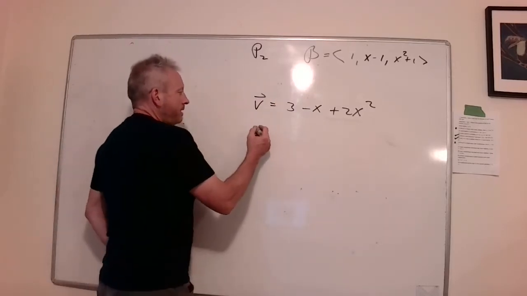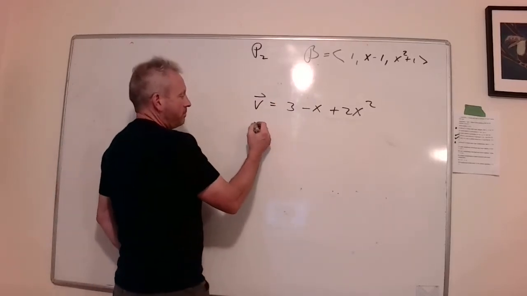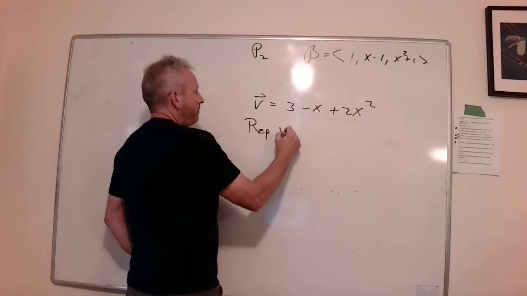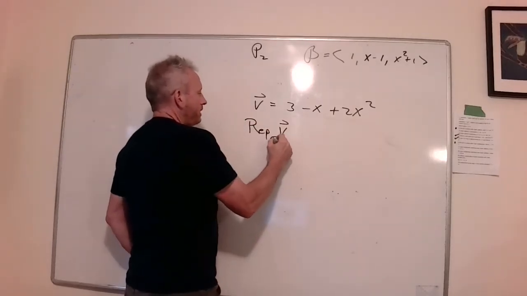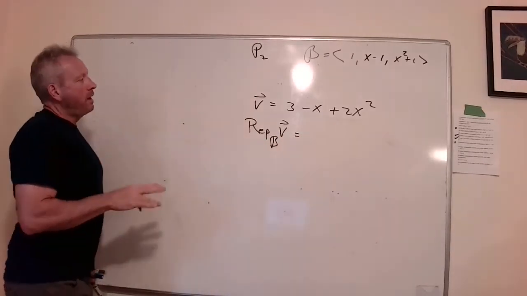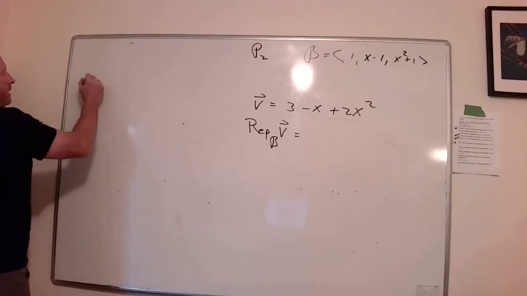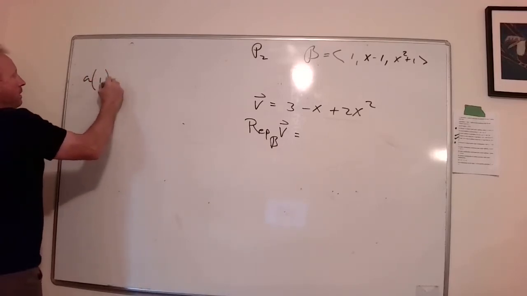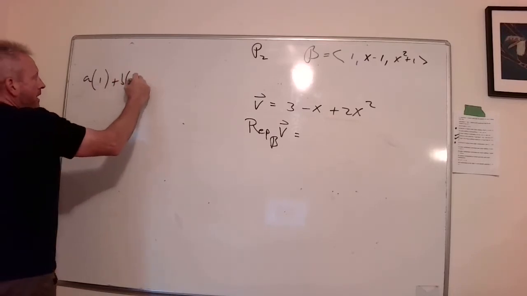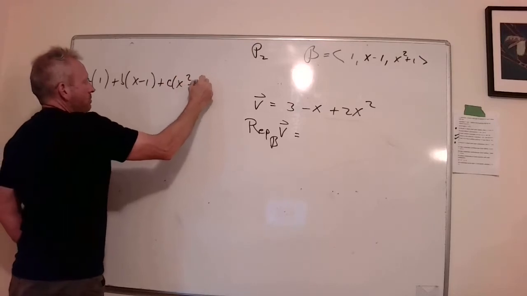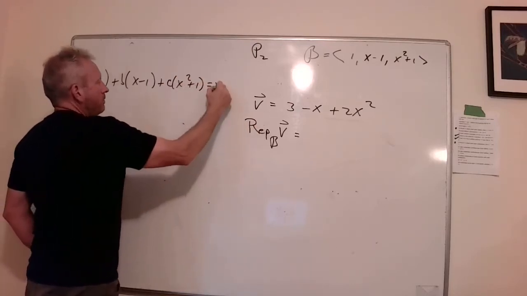So in the jargon of the book, or the symbology of the book, we'll say the representation of V with this particular basis. And that's what we're looking for. That's what we're trying to find. So how do we do that? Well, we need to find an A such that A times 1 plus some B times the next vector, x minus 1, plus C times this vector, x squared plus 1, is equal to V.